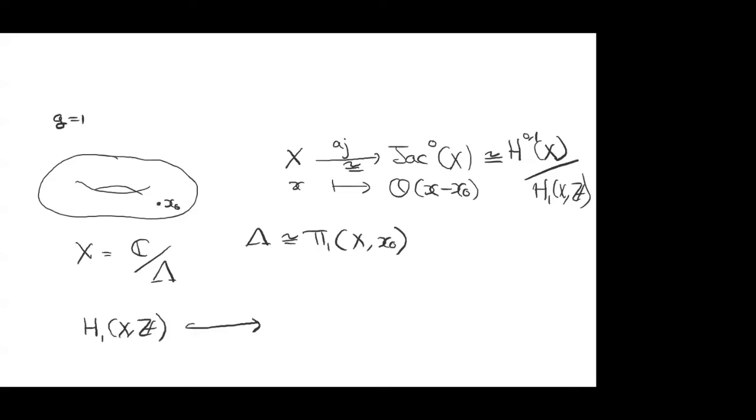I hope this is not too slow. I'm also thinking of students, so please do tell me if you get very bored and I can just go a bit more quickly. So by Serre duality, we identify anti-holomorphic forms with a dual of holomorphic forms.